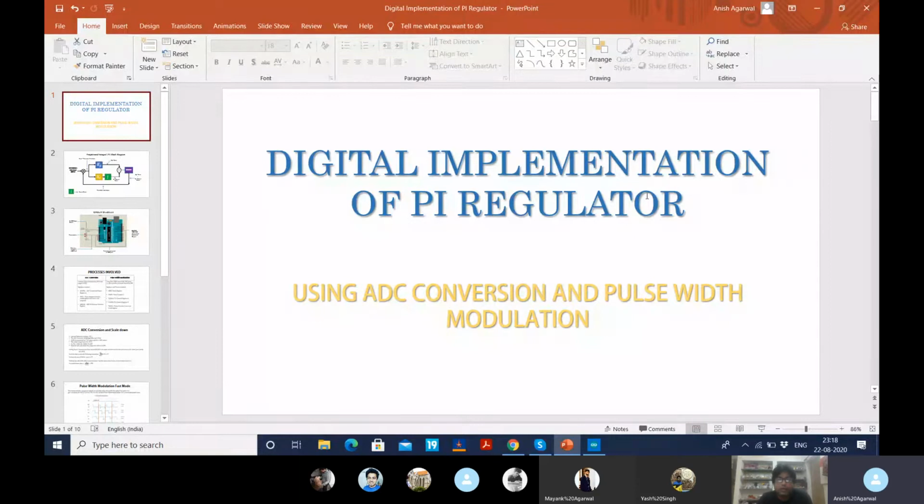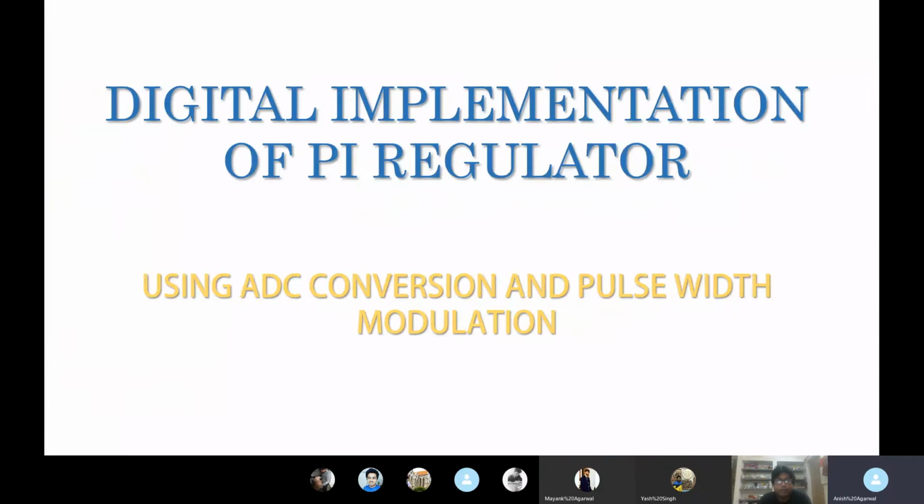Okay, good evening everybody. Today this session will be on the digital implementation of the PI regulator. In induction motor control, specifically in vector control, the direct axis loop has one PI regulator and the quadrature axis also has two PI regulators. So first we should understand how to implement it in a microcontroller.